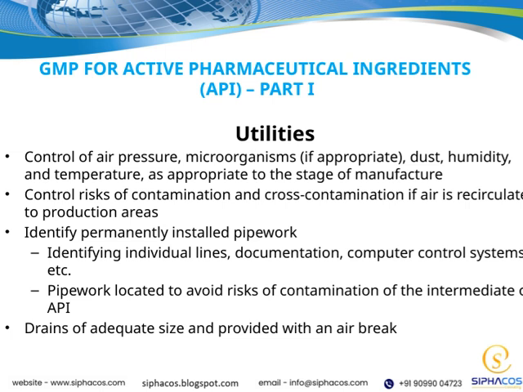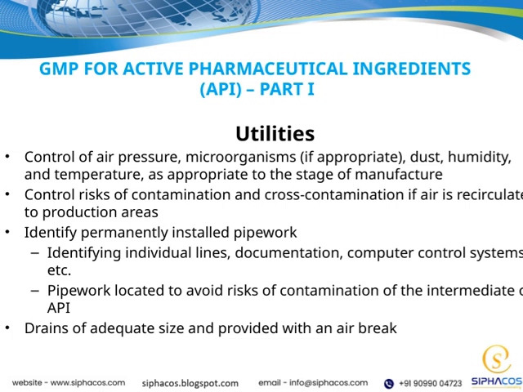Additionally, drains should be of adequate size to handle waste efficiently and should be equipped with air brakes. These air brakes are vital. They prevent backflow and reduce the risk of contamination from external sources entering the manufacturing environment. Overall, these utility controls and infrastructure considerations are fundamental to maintaining a safe, compliant, and efficient manufacturing process for active pharmaceutical ingredients.